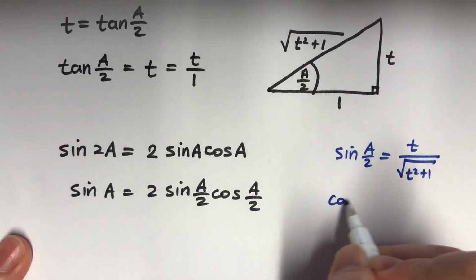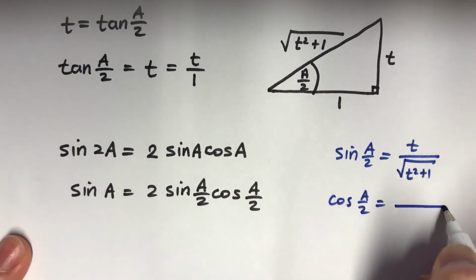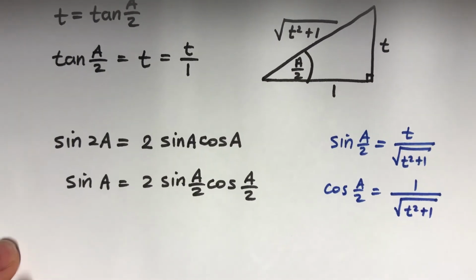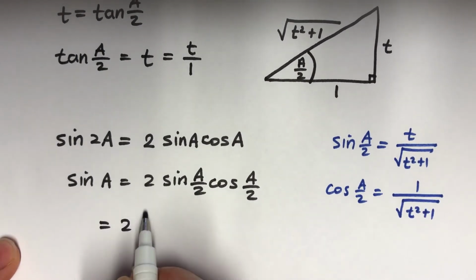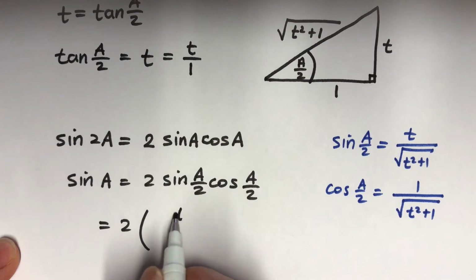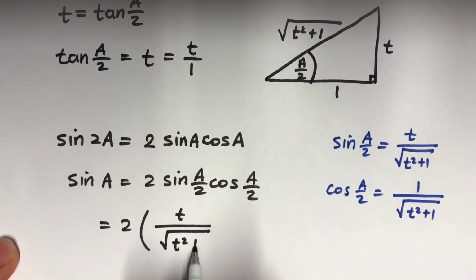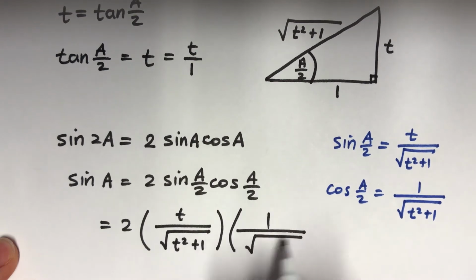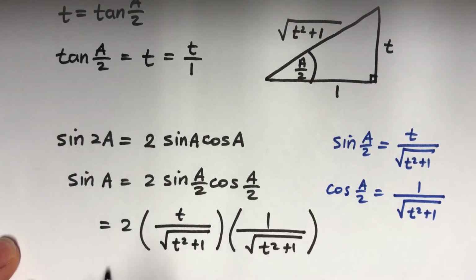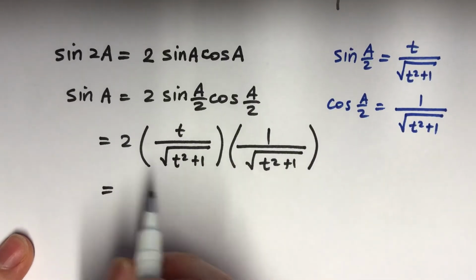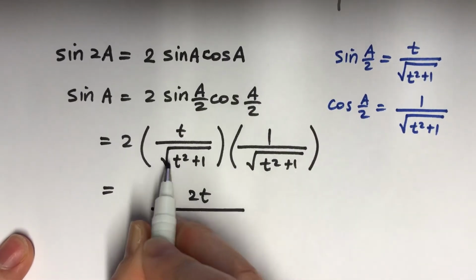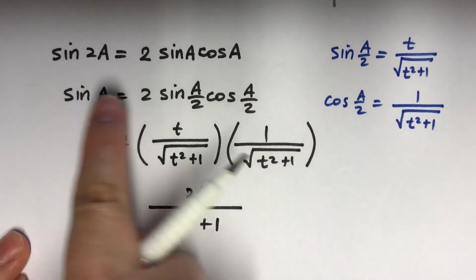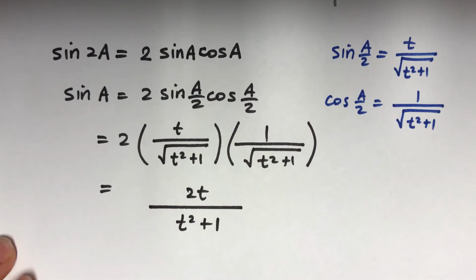Okay, and then cos a over 2 is 1 over square root of t squared plus 1. All right, so I'm going to substitute in here 2 times t over square root of t squared plus 1, times cos a over 2, which is 1 over square root of t squared plus 1. And when you multiply, it'll be 2t on the top, square root times square root, all the same, and 1. Okay, so sine a equals 2t over t squared plus 1.